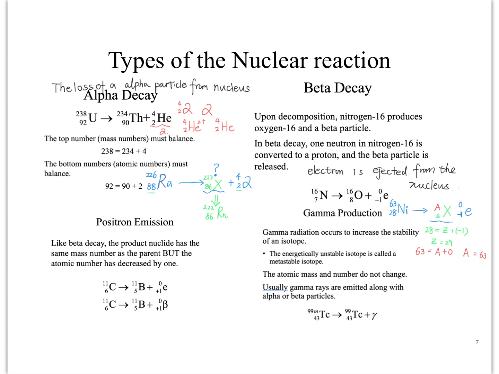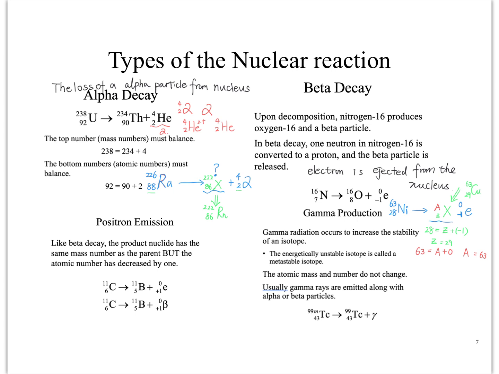So it's very clear now. This symbol, this X right here, this nuclide should be copper. If you refer to the periodic table, 29 is copper, with the mass number 63. So that is a beta decay.